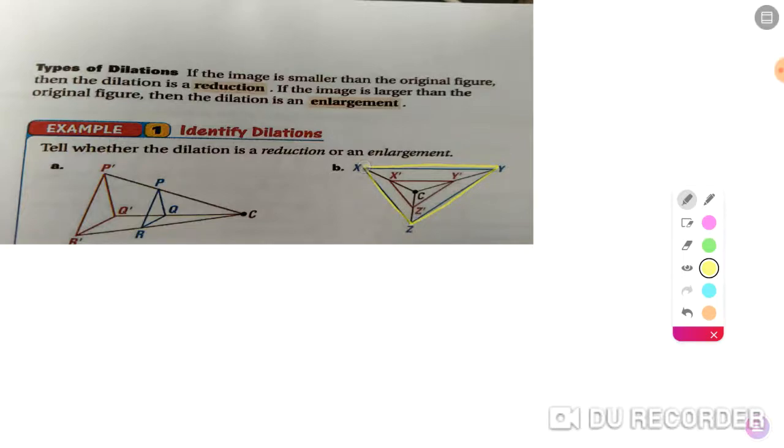And how did I know this one is the original figure? Because its vertices are without primes, without any dashes. And this original figure, after dilation, has become this smaller shape or smaller figure. So what happened: does the dilation represent an enlargement or a reduction? Since the original figure has become smaller, here, guys, we're talking about a reduction. So here the dilation represents a reduction.